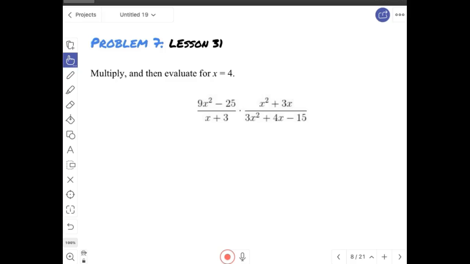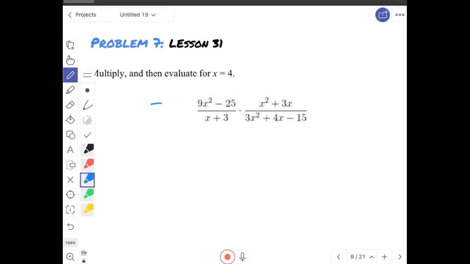Okay, so when we're looking at this problem, they tell us that we need to multiply and then evaluate for x equals 4. Yes, that is what this problem is doing. It's a multiplication problem. You can see right there we have the multiplication symbol between these two things, but we're really not going to multiply too much. What we're going to do is factor things down, cancel out as much as possible, and then plug in 4 where we can, because it's going to be a lot easier if we do it that way.